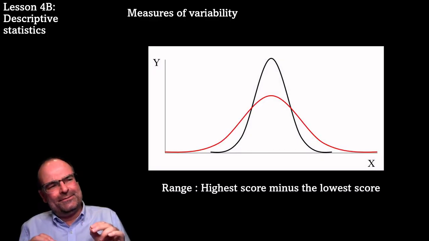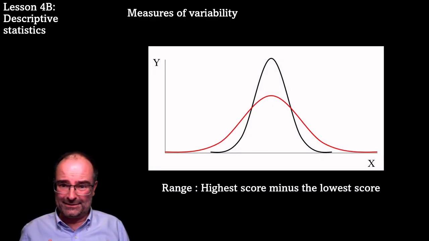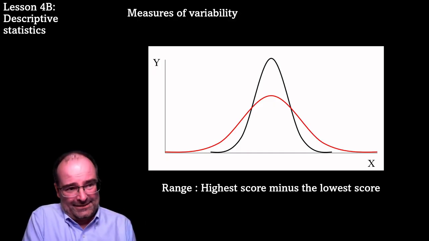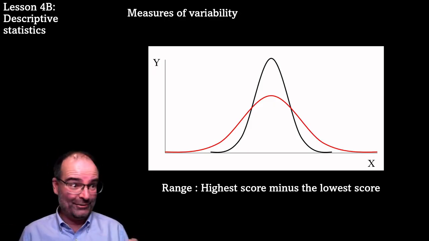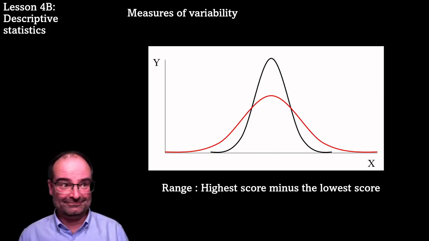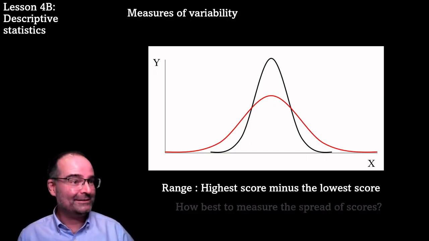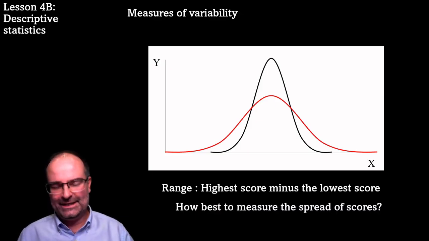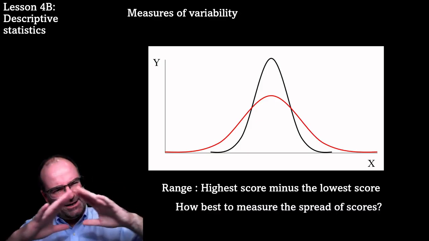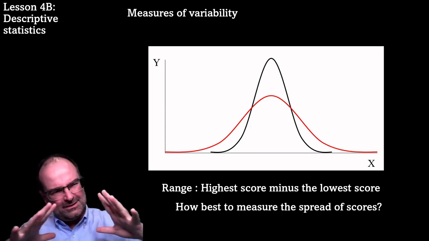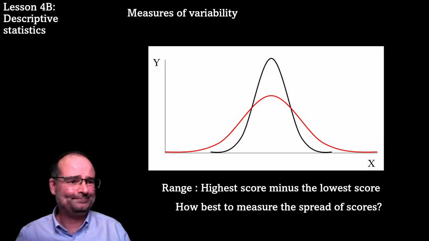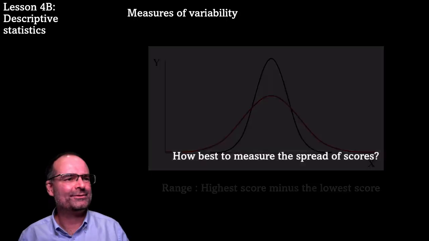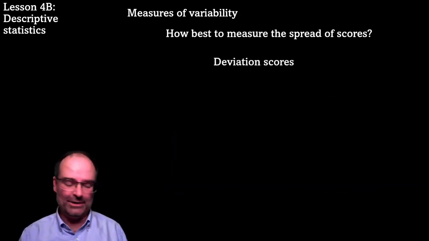Another way to describe the shape of distributions is their variance. And there's several ways to do that. The simplest way to talk about how much scores vary is the range. The range is the highest score minus the lowest score. That's it. There's nothing else to say about the range. It's not very exciting. The interesting question here is, if you look at the red distribution and the black distribution, yes, there's probably a difference in terms of range, but there's also a difference in the way the scores are spread out. So how do we measure the spread of scores?